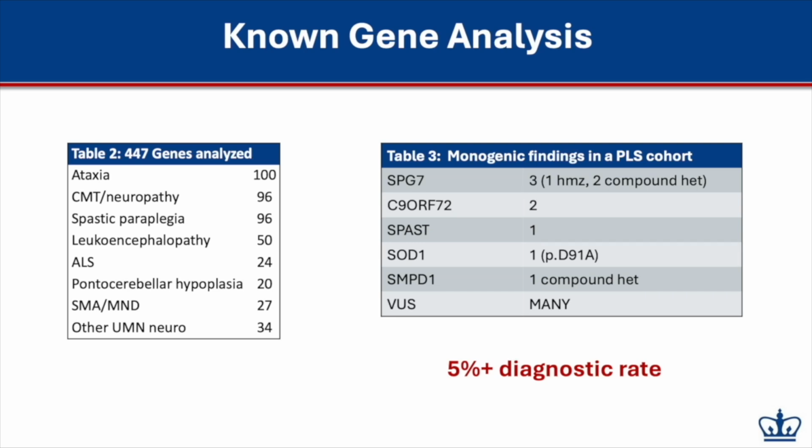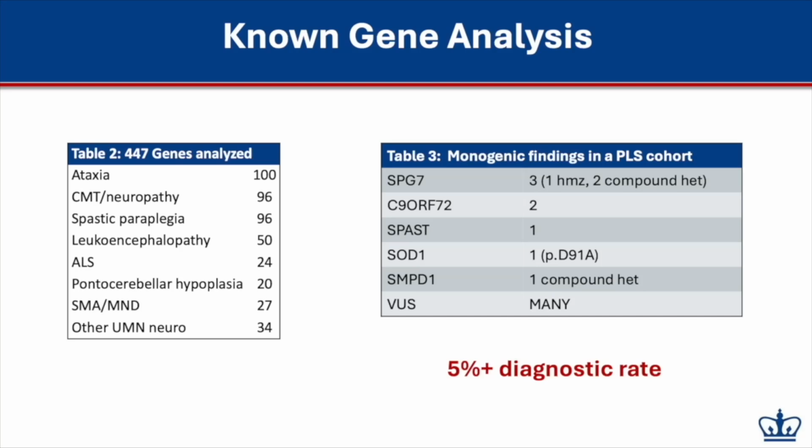The most common were people who are autosomal recessive carriers of SPG7 mutations. These are likely pathogenic or pathogenic known mutations. We found 2 carriers of full-length expansions in the C9orf72 gene, 1 SPAST loss of function carrier. We were surprised, in an outside cohort that contributed, to find a D91A carrier of SOD1, and then there's 1 compound heterozygous patient who has a Niemann-Pick-like phenotype.